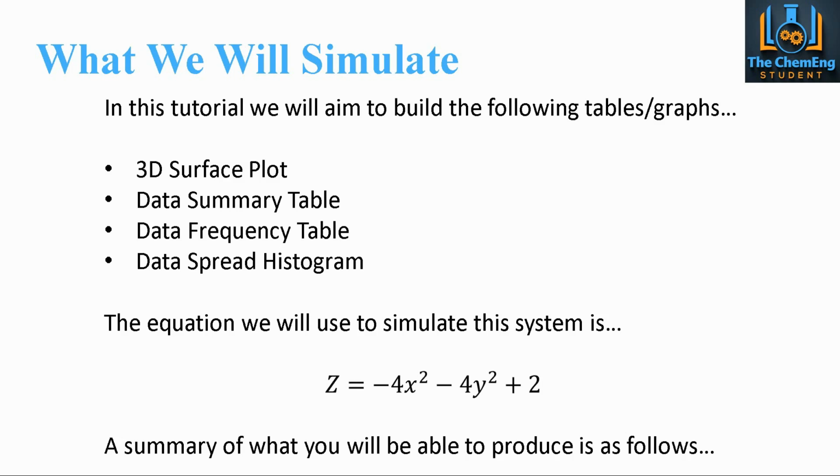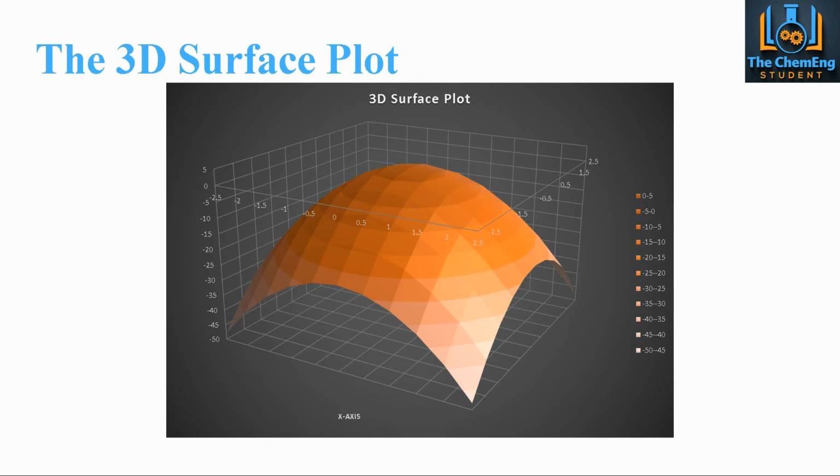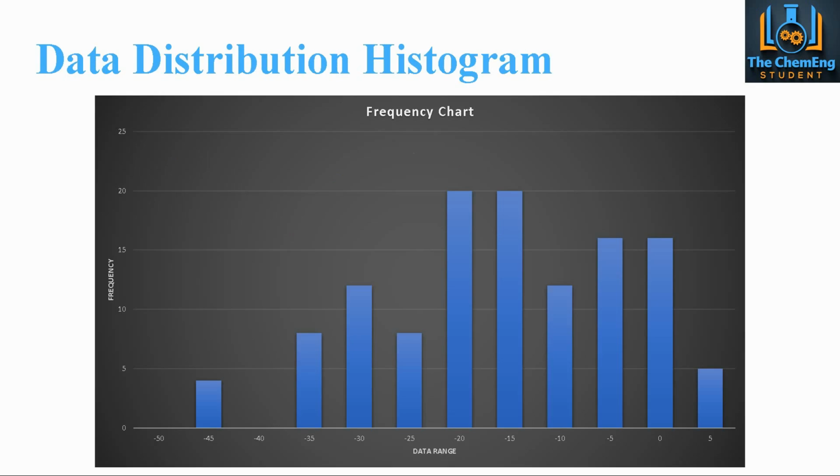Now a summary of what we're going to be able to produce is as follows. This is what you'll be able to produce by the end of this tutorial, and this is your 3D surface plot whereby we have our x-axis here, we have our y-axis going in to the page, and we have our z-axis to the left. I'll show you how to render this, how to manipulate the view and so forth, so that you can get the best possible chart that you need.